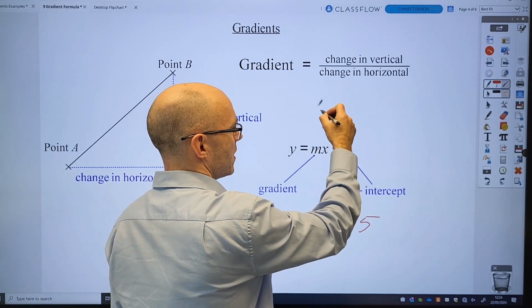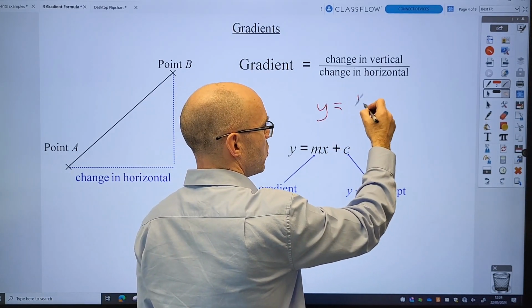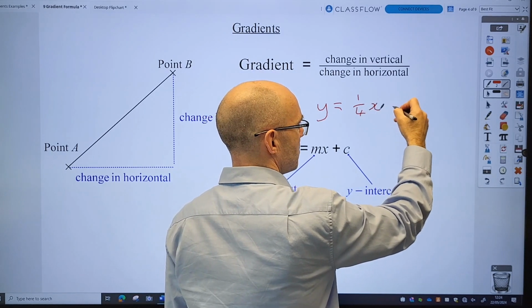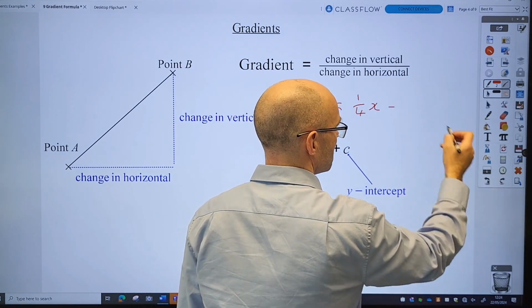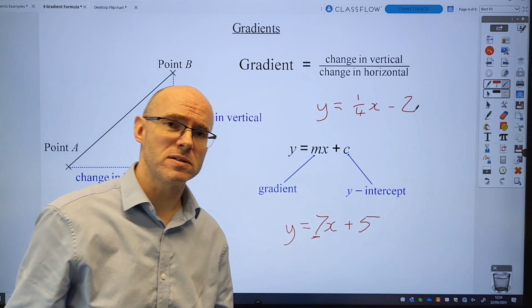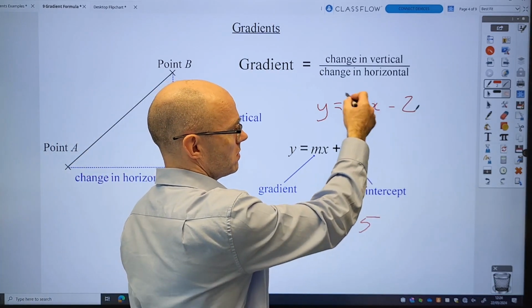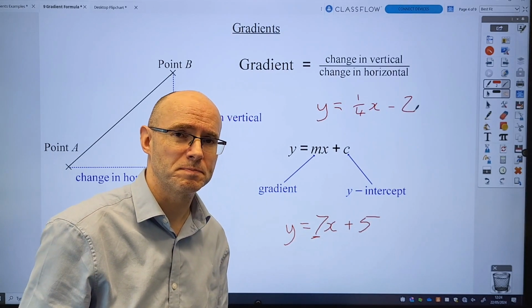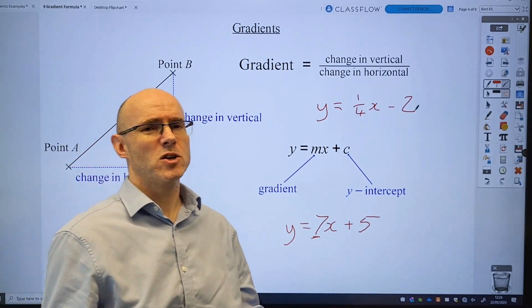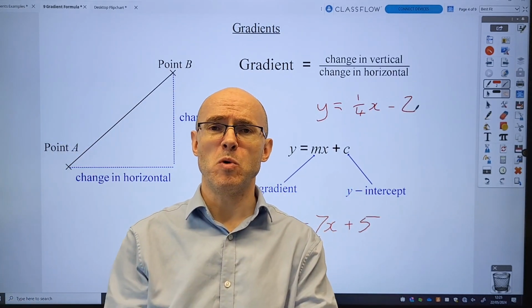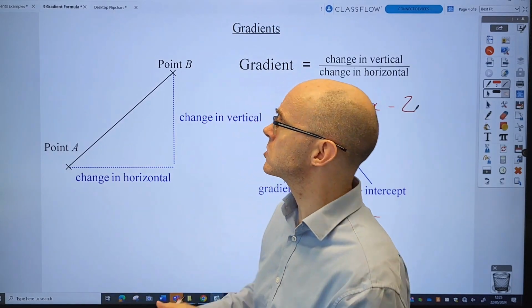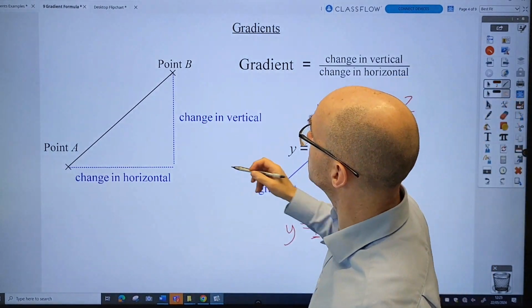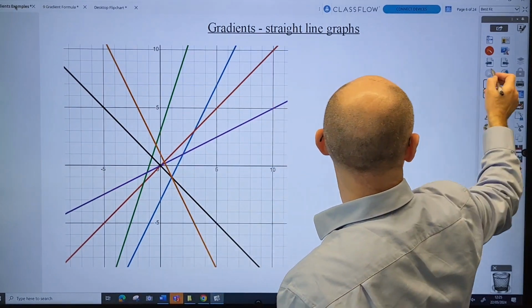So if I give you another one, y equals 1/4 x minus 2. Would you be able to tell me what the gradient is? Of course, it's 1/4. Do you understand what the y-intercept is? Of course, it's -2. That's essentially what you need to know about gradients, but they're very, very important, extremely useful. I'll just give you an idea of why.